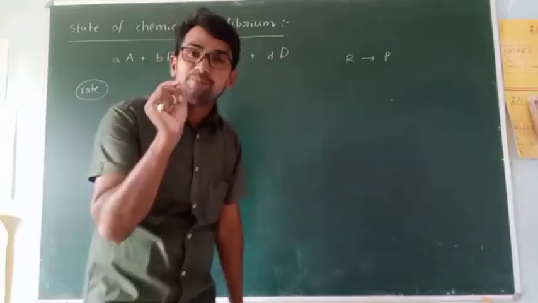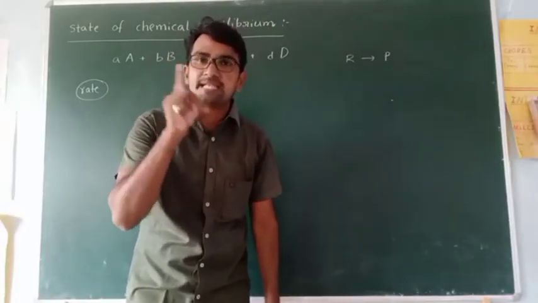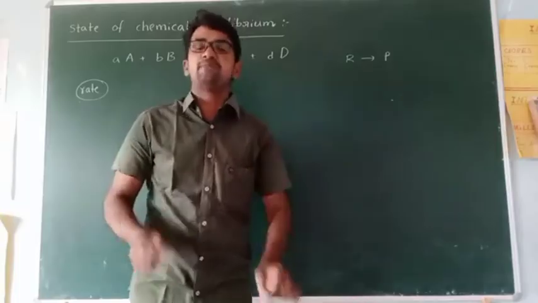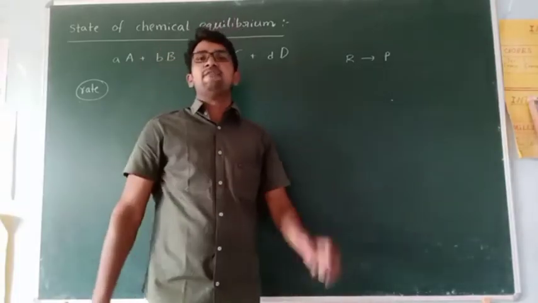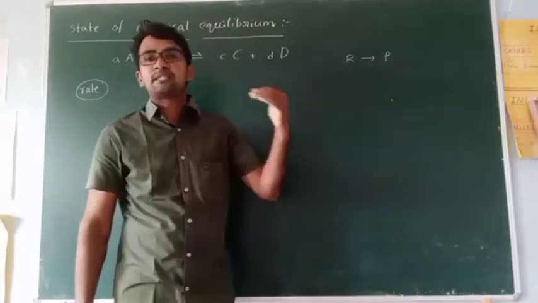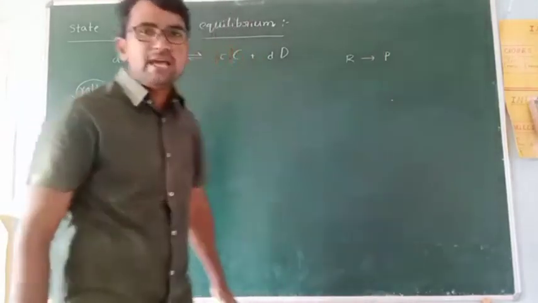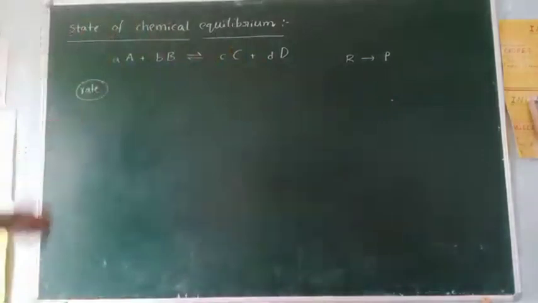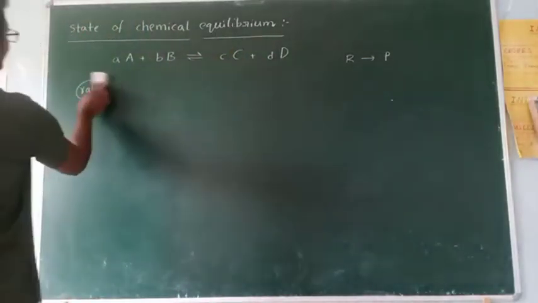The change is calculated over a time of 1 second. How much the concentration of reactants decreases, or how much the concentration of products increases, in 1 second is called the rate of a reaction. This can be explained by using one graph.